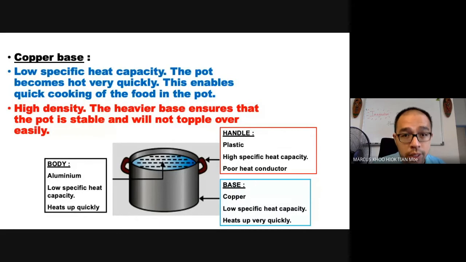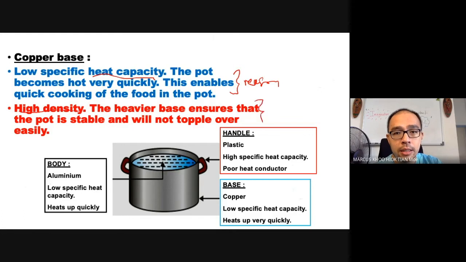Number two, it has a high density, so that the heavier base ensures that the pot is stable and will not topple over. So in your module, guys, this one, specific heat capacity is low, and then this one is the reason. High density, and then this is the reason. If you want to copy it down.